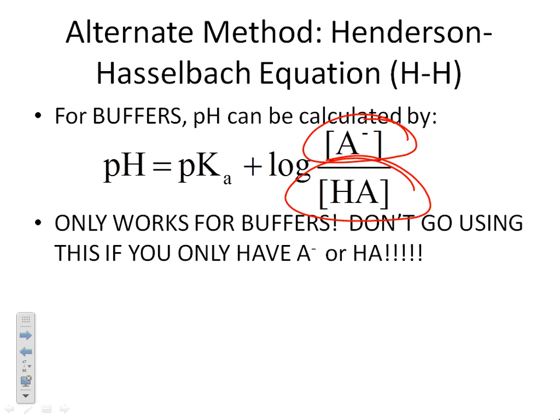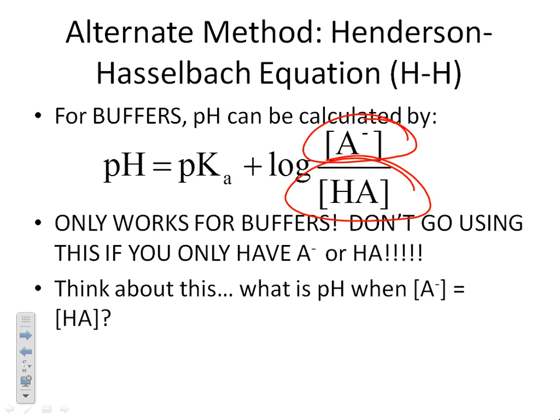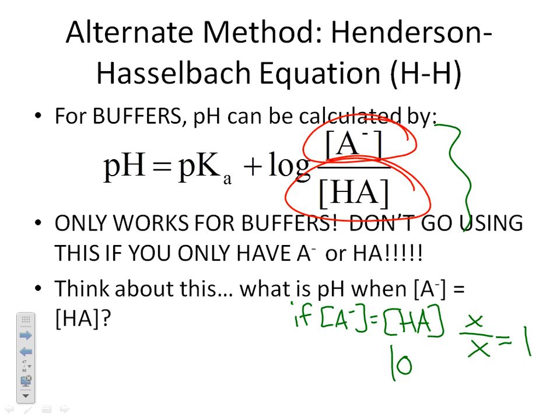Now, a couple questions about this before we do an example problem. What would be the pH of a buffer where the concentration of the weak acid is equal to the concentration of its conjugate base? Well, let's think about this. I'm basically focusing on this final component of the Henderson-Hasselbalch equation, right? If A minus equals HA, then we're talking about a fraction that looks like X over X. Well, X is the same as X, so that's 1. So we're talking about taking the log of 1. What's the log of 1?